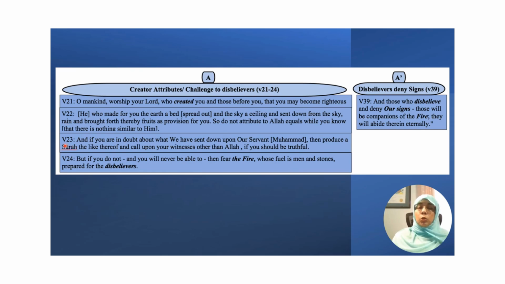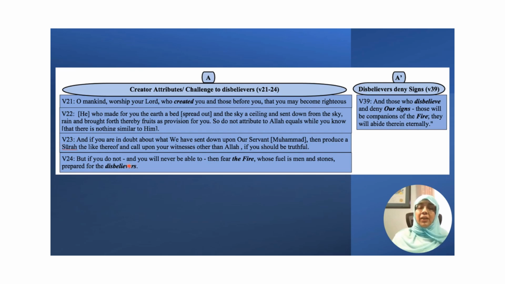So then verse 23 addresses those who have doubt, in this case, the disbelievers. They are challenged to bring a surah like the Quran, but they are warned to face the fire if they try and are unable to do so. And Allah says the human mind has limitations, and so they will not be able to fulfill this challenge.